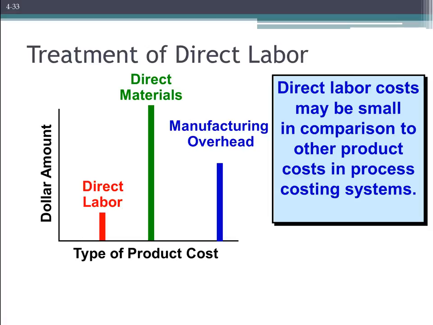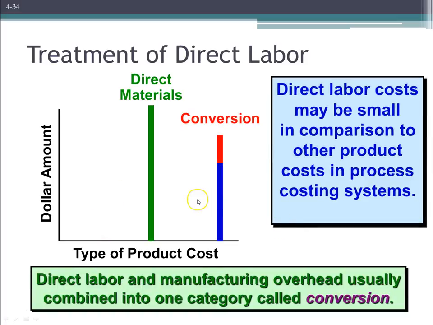I want to talk about a little bit of terminology here. Remember that the 3 types of production costs or manufacturing costs are direct labor, direct materials, and manufacturing overhead. Now, because direct labor costs are usually small in comparison to other product costs in a process costing system, again, because of mostly automation. When things are identical, they will be mostly mechanical and automated production, and direct labor will make up a very small part of the production costs. Because of that, they are often treated together to make costing a little more simple.